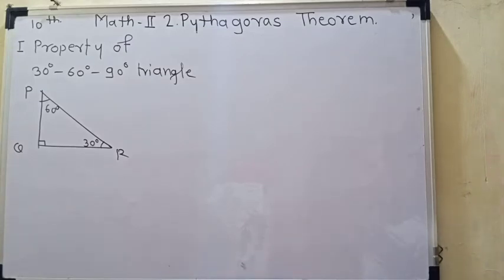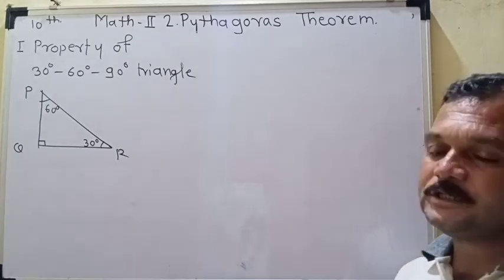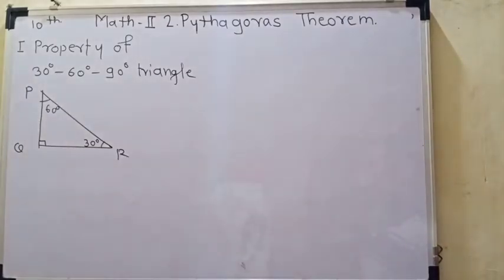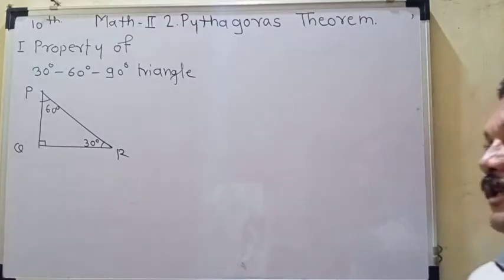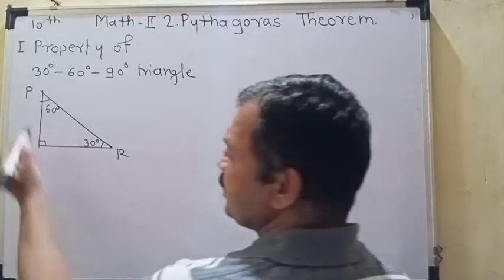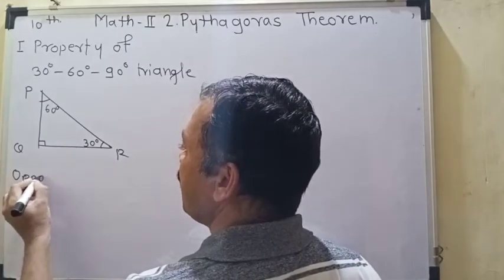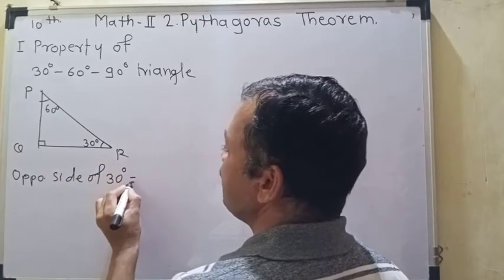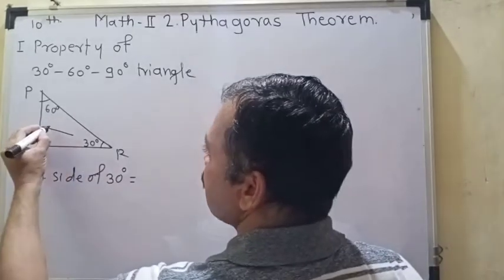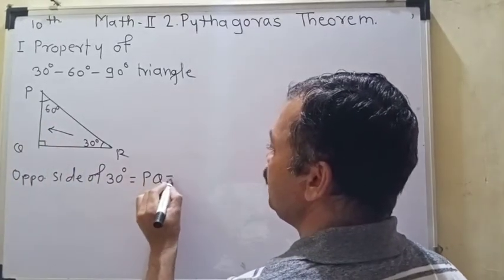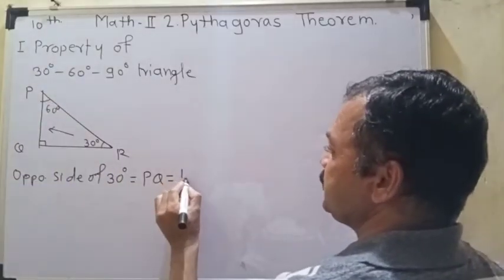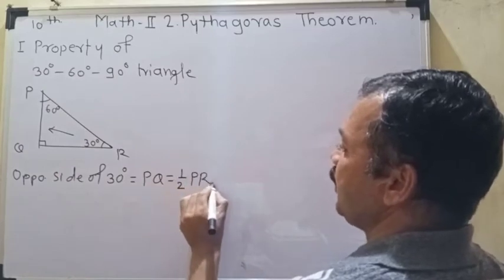In a 30 degree, 60 degree, 90 degree triangle, the opposite side of the 30 degree angle is half of the hypotenuse, and the opposite side of the 60 degree angle is root 3 upon 2 times the hypotenuse. Which is the opposite side of 30 degree? Here the opposite side of the 30 degree angle is PQ, which is half of the hypotenuse. Which is the hypotenuse here? PR is the hypotenuse. It is half of PR.